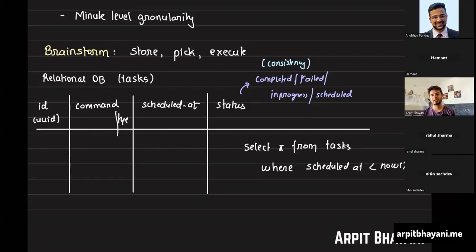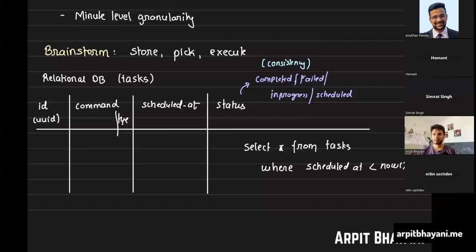Select star from task where schedule is less than now plus 30 seconds. This would pick the tasks that are about to run in the next 30 seconds. Okay, so pick the task. Is this the query that you will write, or should there be something more to that? Obviously the status clause also, where the status hasn't started. If it has been scheduled, obviously it would not be picked.